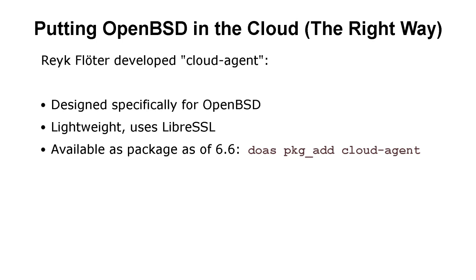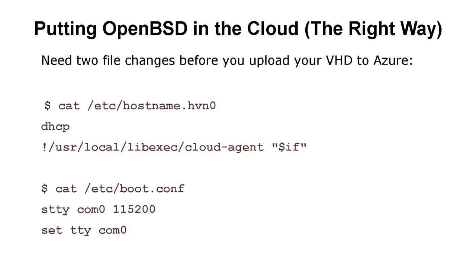Then all you need to do is edit two files like this: /etc/hostname.hvn0 and /etc/boot.conf. These are static files that have to look exactly like this. Once these files are in position, I can stop the VM and upload the VHD file to Azure to create an Azure image from it.